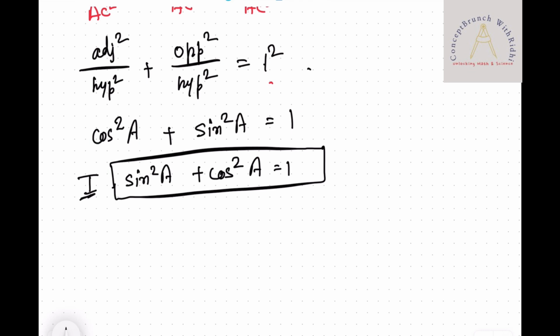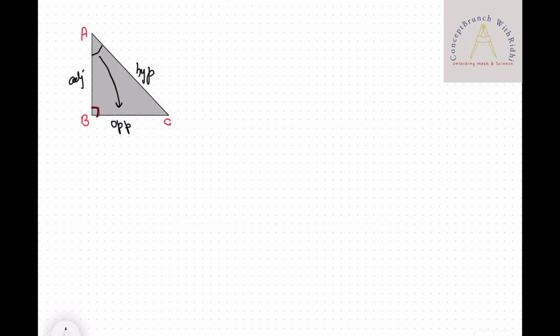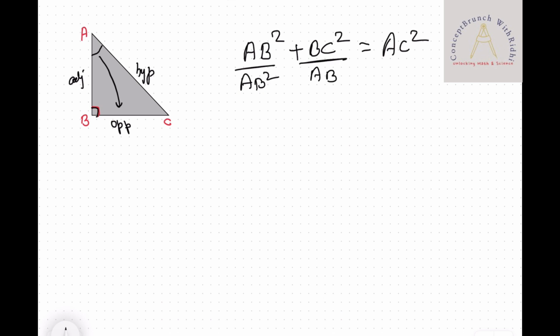This is true for all A such that A is greater than or equal to 0 degree and less than or equal to 90 degree. This triangle we can approach in a different way. That is, AB square plus BC square equals AC square, using the Pythagoras theorem in triangle ABC. This time I'm not dividing with AC, I'm dividing both sides with AB square. So let's divide with AB square.